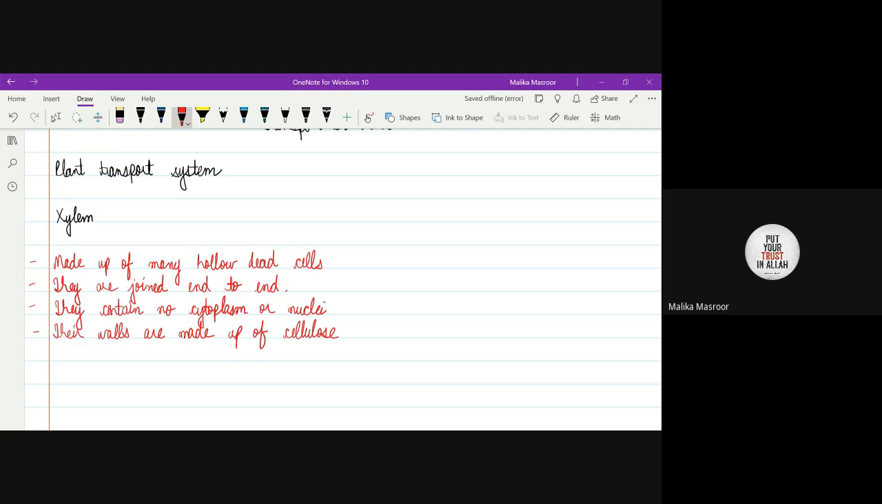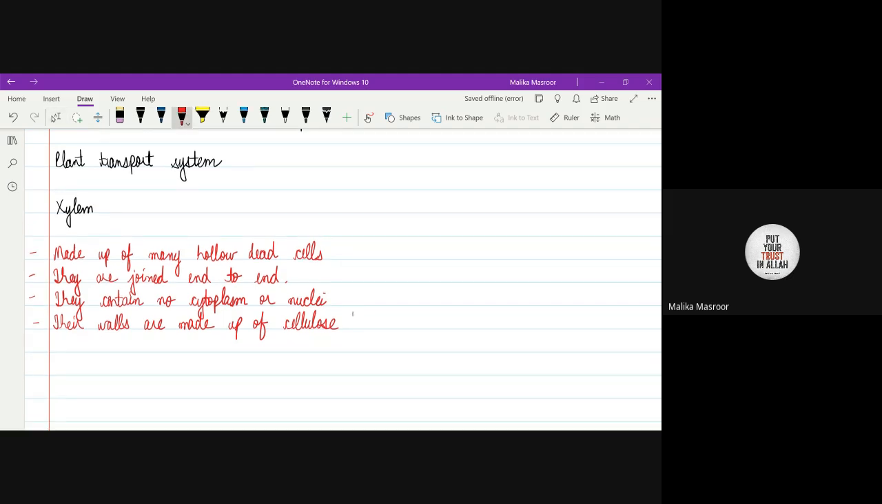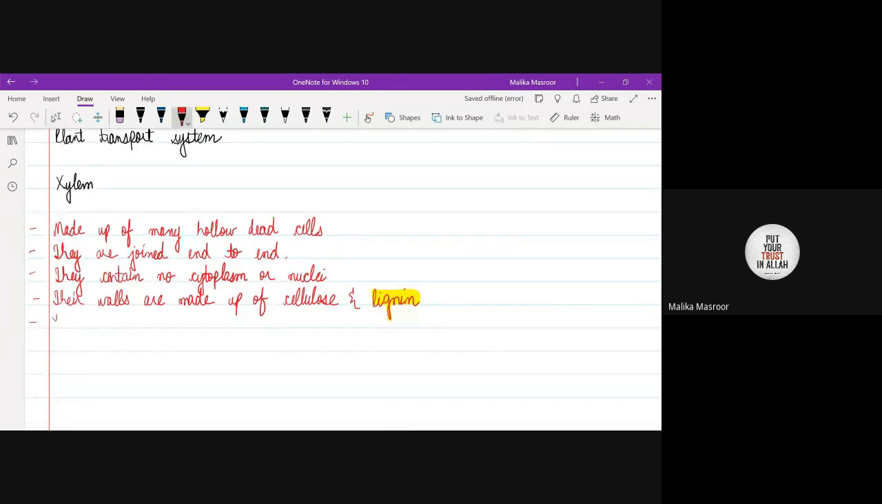Okay, let's move on. Cellulose and lignin. Lignin is very strong, and it helps to keep the plants upright. So it's not like lignin is something bad that is killing your xylem cells. It's very important. Lignin is very strong, so xylem vessels help to keep the plants upright.